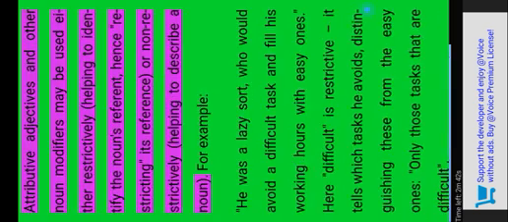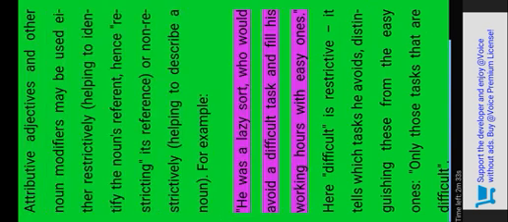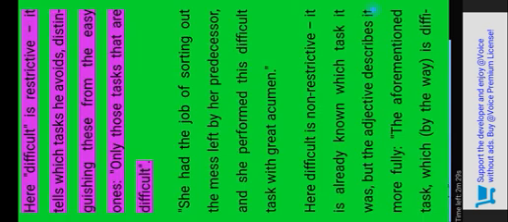Restrictiveness. Attributive adjectives and other noun modifiers may be used either restrictively, helping to identify the noun's referent, hence restricting its reference, or non-restrictively, helping to describe a noun. For example, "He was a lazy sort, who would avoid a difficult task and fill his working hours with easy ones." Here, "difficult" is restrictive, it tells which tasks he avoids, distinguishing these from the easy ones, only those tasks that are difficult.